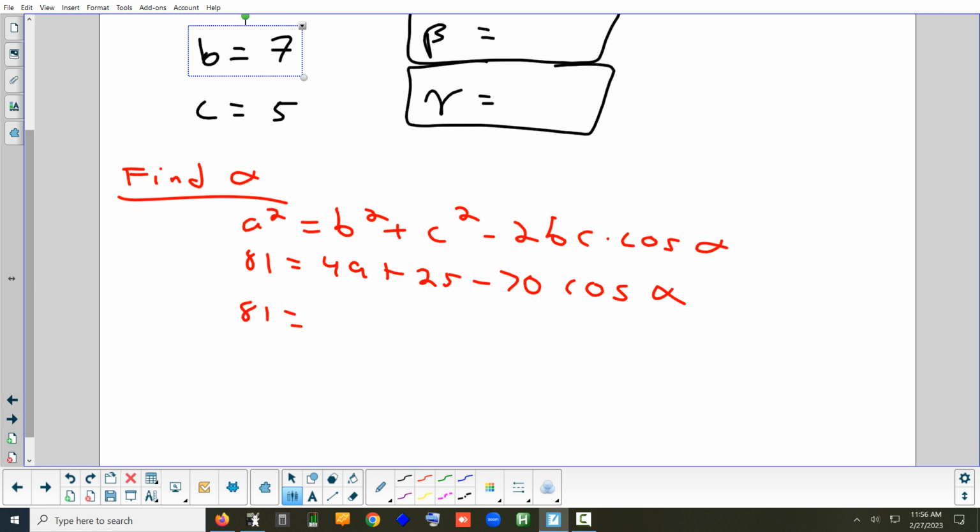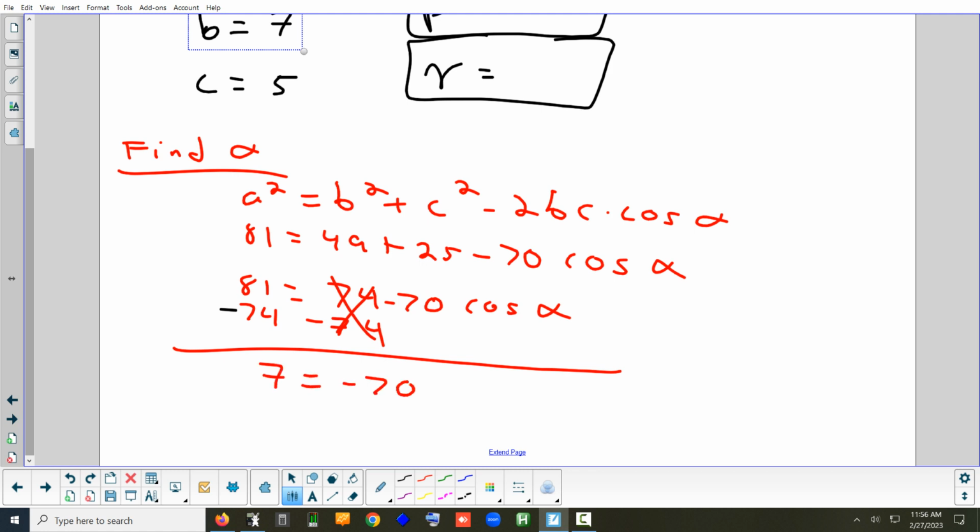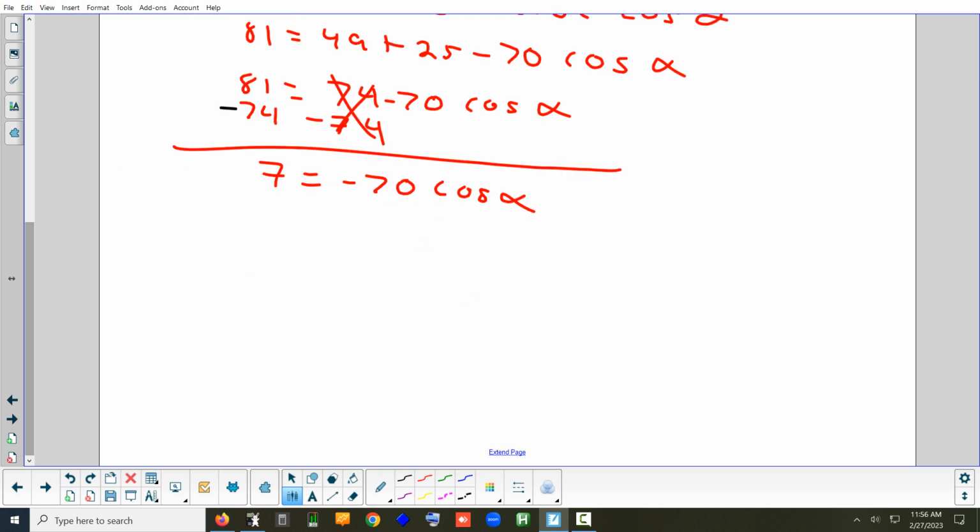Okay. What can I do on the right? Add the 49 and the 25, which gives me 74. Okay, next step. Bring the 74 over. That's gone. What's 81 minus 74? 7 equals negative 70 cosine alpha. Wait, no, it's not 6. No, I'm stupid. Never mind. Well, 80 minus 74. Sorry, I'm sorry.